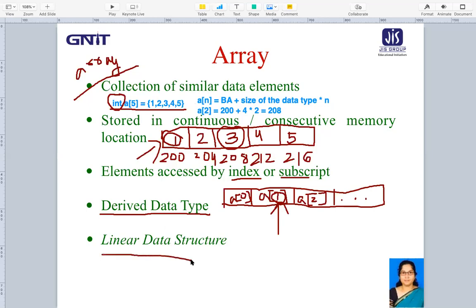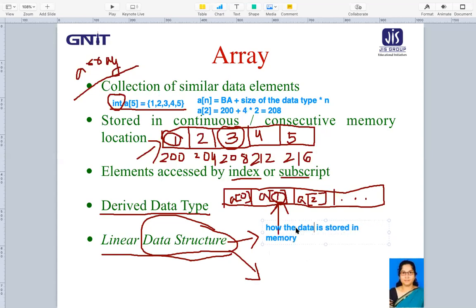And the last important point is that it's a linear data structure. Now here there are two terms. The first one is the data structure. Why are we calling array a data structure? Let us look at this. When I told you what a data structure is, I told you there are two important properties of a data structure. The first one is how it will be stored in memory. It means here the data is stored in memory. So let me write: how the data is stored in memory.